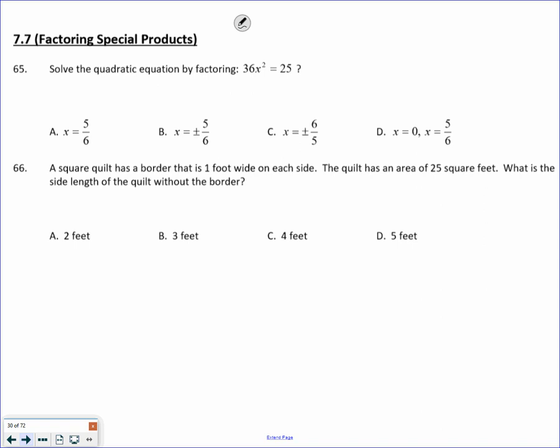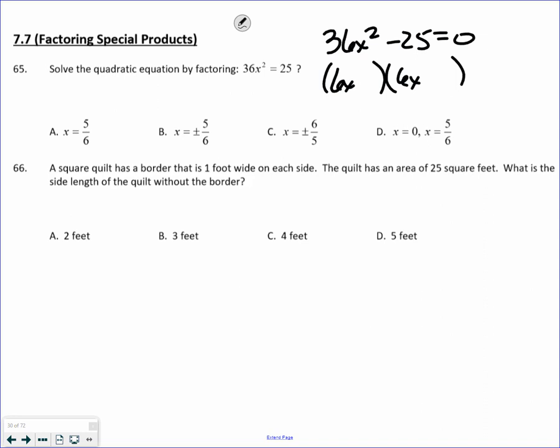Special products now, okay? The first one's actually a special product and a solve question, so make sure that it equals 0. There's only two terms here. And I know that some of you are solving by factoring, but I'm going to show you can also solve this in another method that you learned later. Is the first one a perfect square? Yes. 6 times 6. Is the last one a perfect square? Yes. 5 times 5. One plus, one minus.